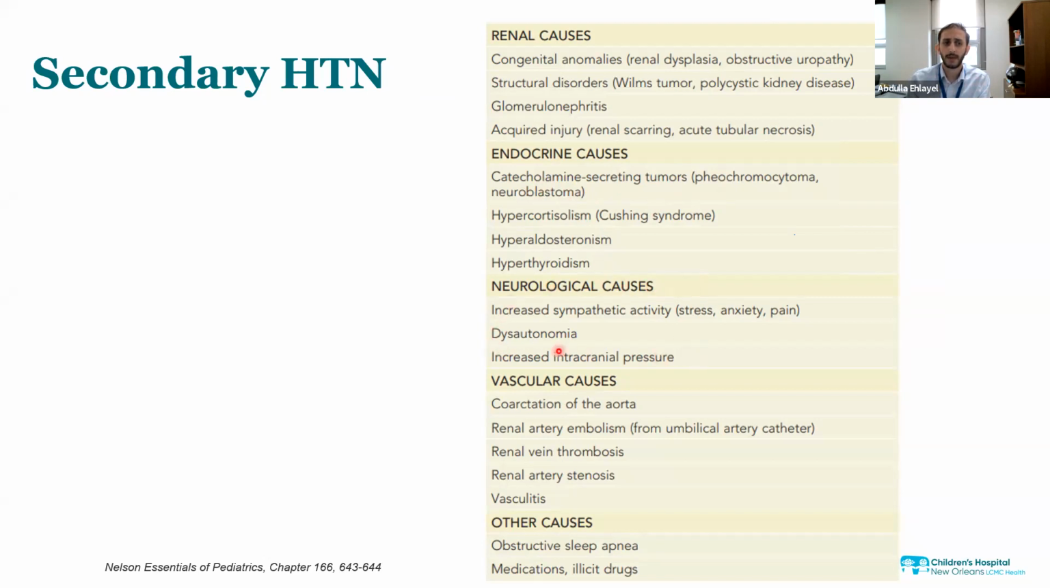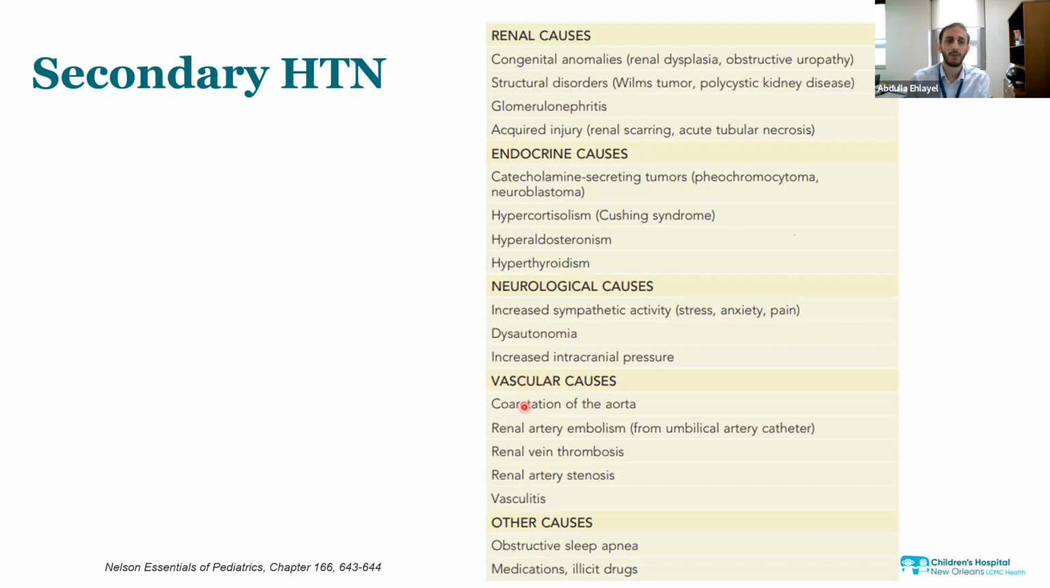Neurologic, the one that you don't want to miss, increased intracranial pressure. The patient has some abscess, intracranial abscess, tumor, or something else. Increased sympathetic activity can also cause hypertension, or dysautonomia. So you might see this in a patient who has intracranial bleeding, or some patients with cerebral palsy, CP. They can have dysautonomia that causes hypertension.